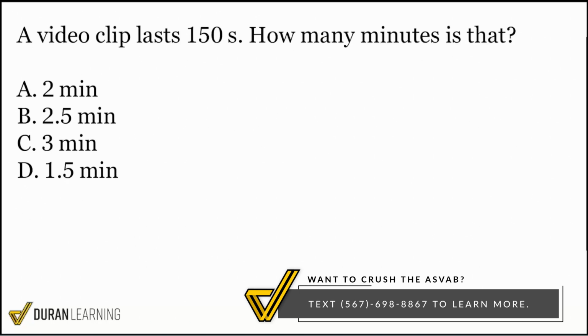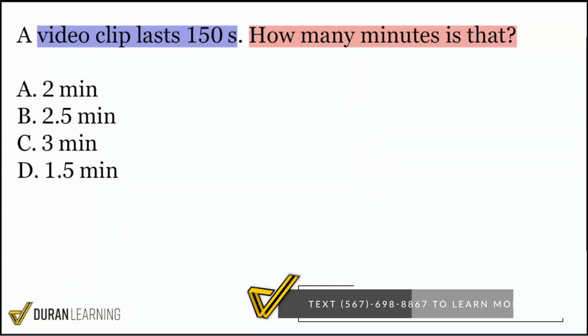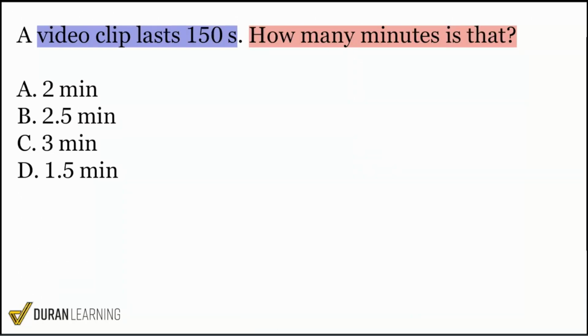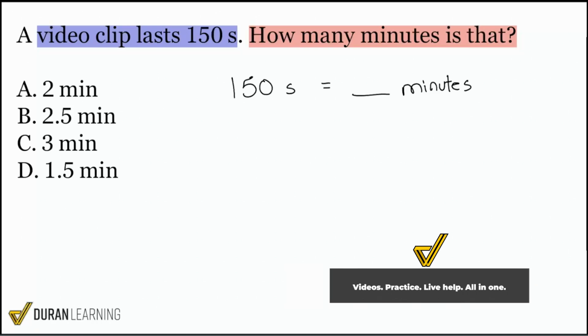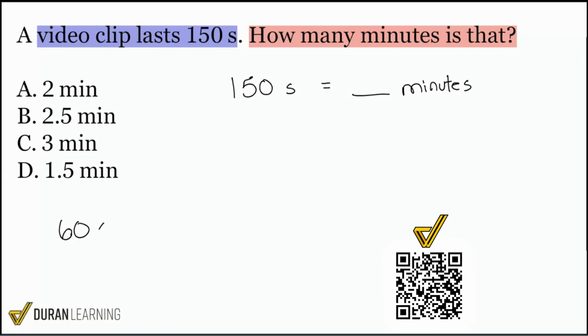All right. So we're trying to convert units here clearly because we're trying to get to minutes, and we start with seconds. A video clip lasts 150 seconds. Okay. So what we noticed that we're trying to do, my friends, is we're trying to go from seconds and we're trying to turn that into minutes. So let's first begin by understanding the context here. What's that formula going to be? What's that conversion going to be? Yeah, 60 seconds equals 1 minute. That's correct. 60 seconds equals 1 minute.